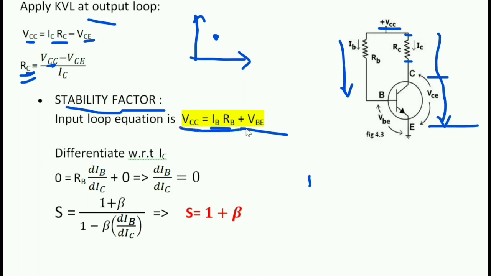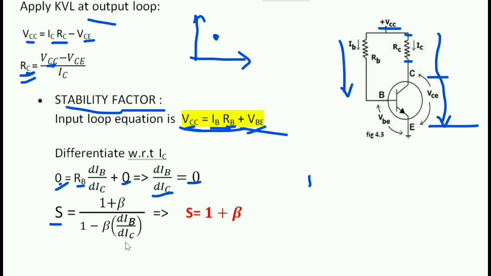Differentiate this equation with respect to IC. We will get dVCC by dIC, that is, VCC is constant, so we get 0, and RB is also constant, so RB into dIB by dIC plus VBE is also constant now, so this is equal to 0. From this, if we transpose RB, 0 by RB will equal 0, then we will get dIB by dIC is equal to 0.